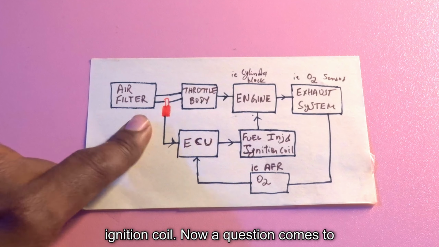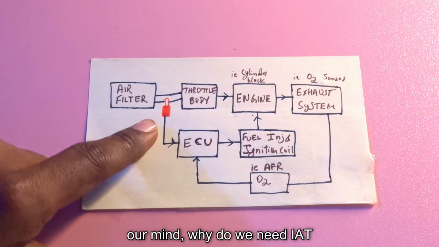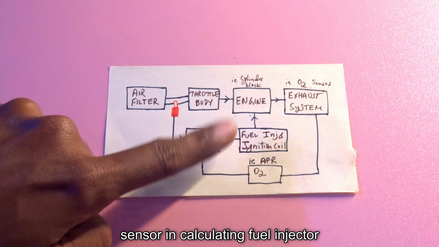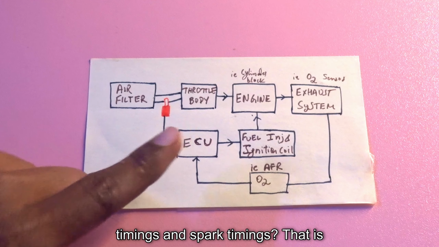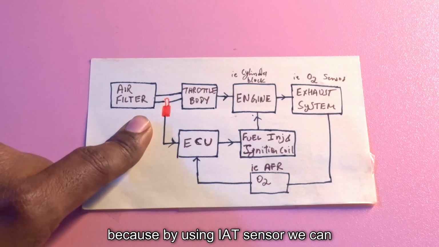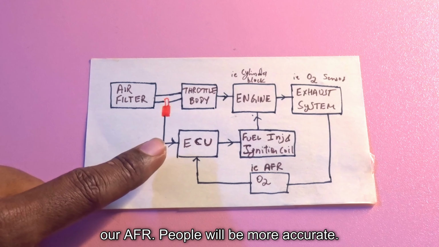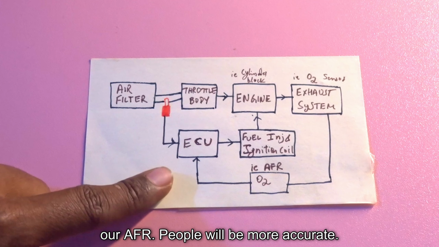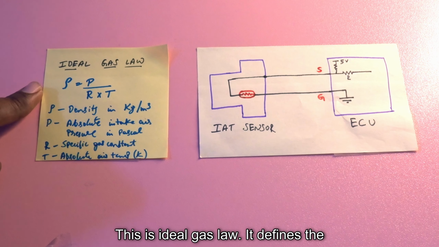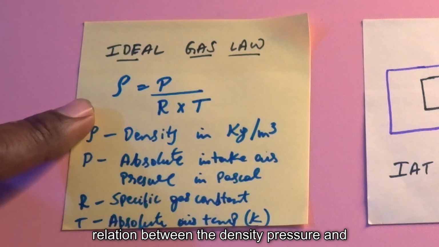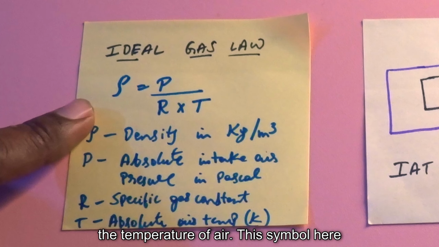Now a question comes to our mind: why do we need the IAT sensor in calculating fuel injector timings and spark timings? That is because by using the IAT sensor we can accurately calculate AFR timings, that is, our AFR table will be more accurate. This is the ideal gas law. It defines the relation between the density, pressure and the temperature of air.